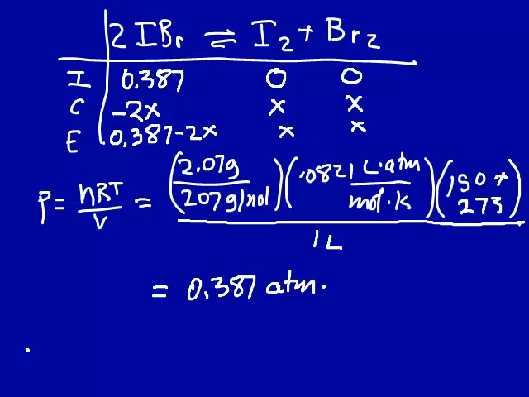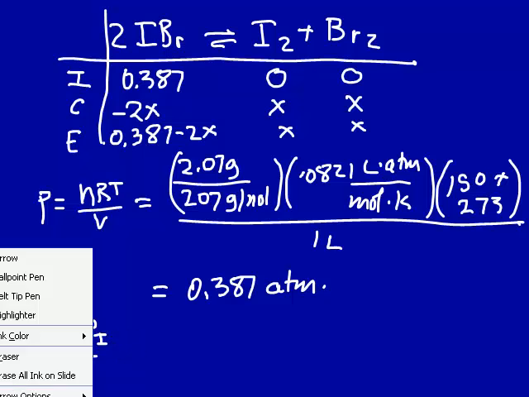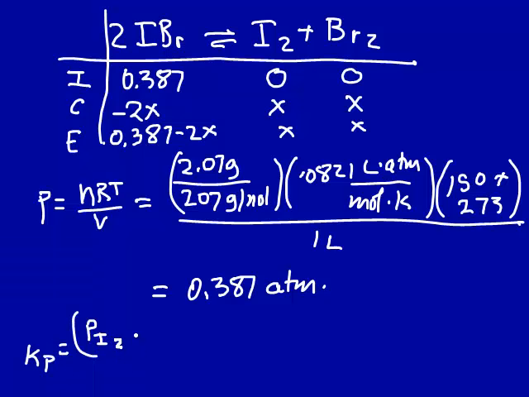So let's go ahead and write what Kp is. That will be the pressure of I2, sorry, I wrote the wrong one. Let me use the eraser function. There you go. Erase my mistakes. That's kind of cool. Pressure of I2 times the pressure of Br2. Okay, that's what the equilibrium expression is, divided by the pressure of IBr squared. So that's what the equilibrium expression is.